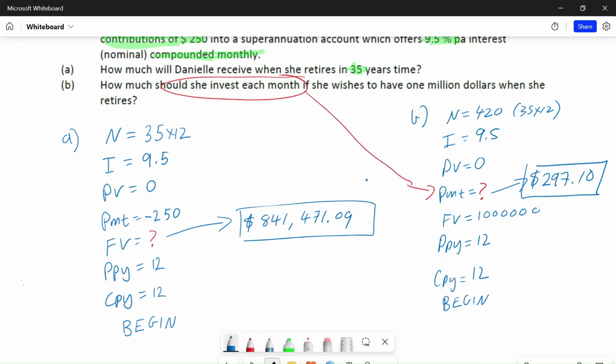So that's how we use the finance solver to do annuities in advance questions. The big change from compound interest was that we now have a regular payment, so we need to put something other than 0 into PMT. And we also need to be careful about the drop-down box at the bottom. If it's an annuity in advance question, you must make sure that it says begin down the bottom. Thanks for watching. Go ahead and try some annuities in advance questions now.